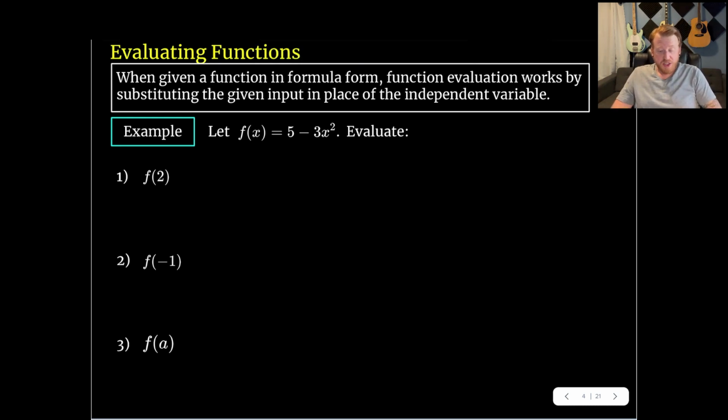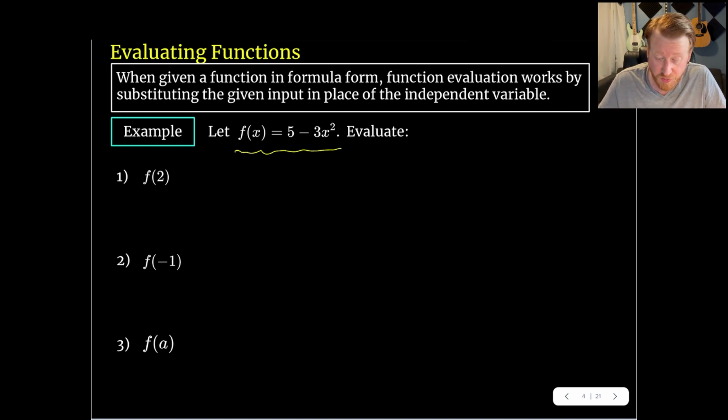So evaluating functions, this is a very important thing here, and evaluating functions to me is a very straightforward process. That doesn't mean that it's always easy. For certain, we're going to see an example of a difficult function evaluation coming up in a future slide. But this is essentially just substitution. So when given a function in formula form, so here we've got f of x written as a formula, it is saying take 5 and then subtract 3 times the square of x. And whatever we want x to be, we'll just substitute that in. We'll plug it in. We'll do a little arithmetic and we should be good to go.